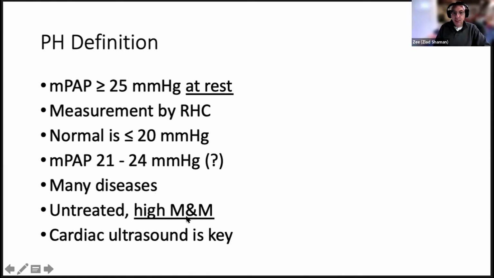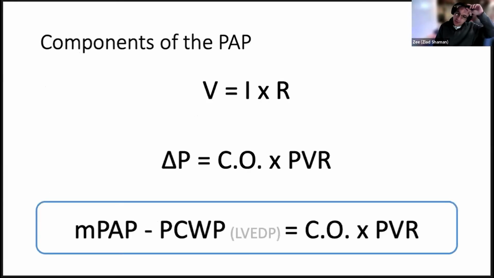Of course, there are many diseases that can cause this, including heart disease and lung diseases. And untreated pulmonary artery hypertension does result in high morbidity and mortality. And cardiac ultrasound is key in getting the diagnosis or getting a suggestion of the diagnosis.